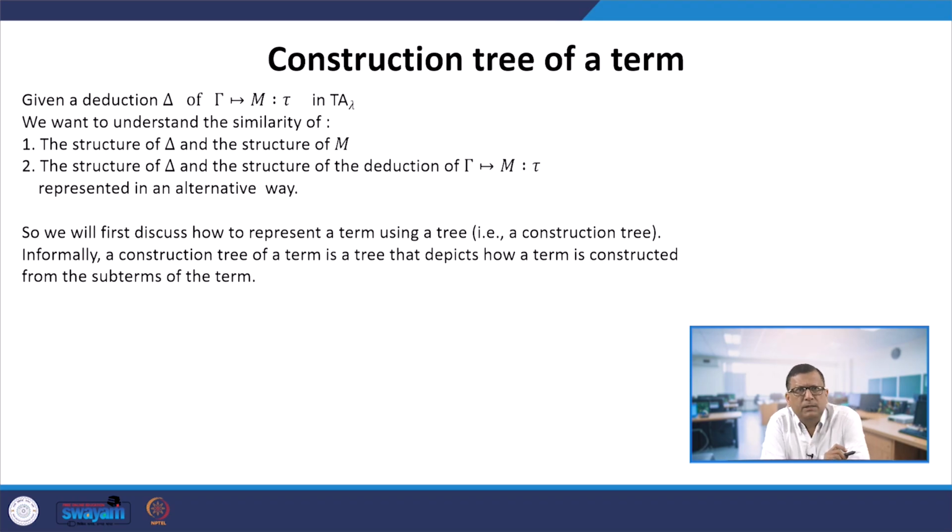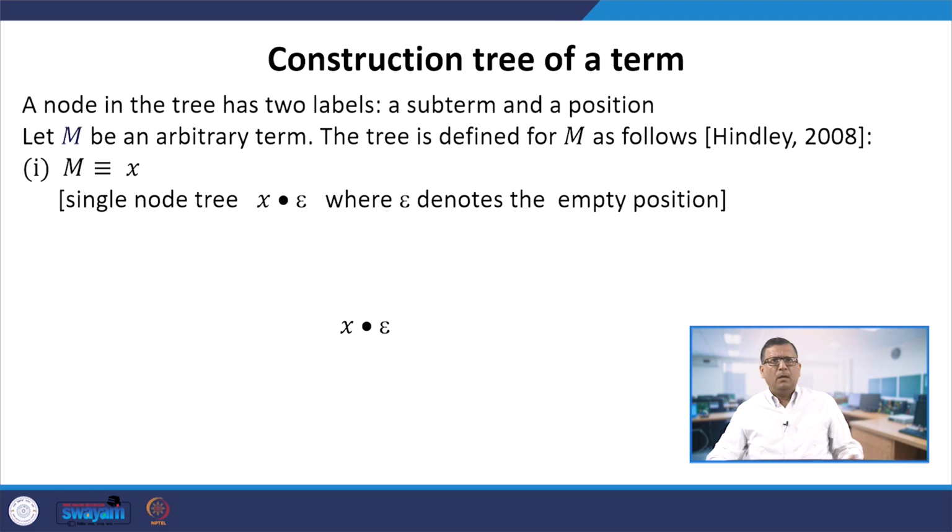We will first discuss how to represent a term using a tree, which we call a construction tree. Informally, a construction tree of a term is a tree that depicts how a term is constructed from the subterms of the term. So we give the definition of the construction tree of a term. The node in the tree has two labels, one a subterm and another a position. A position is a concatenation of some symbols that we are going to discuss.